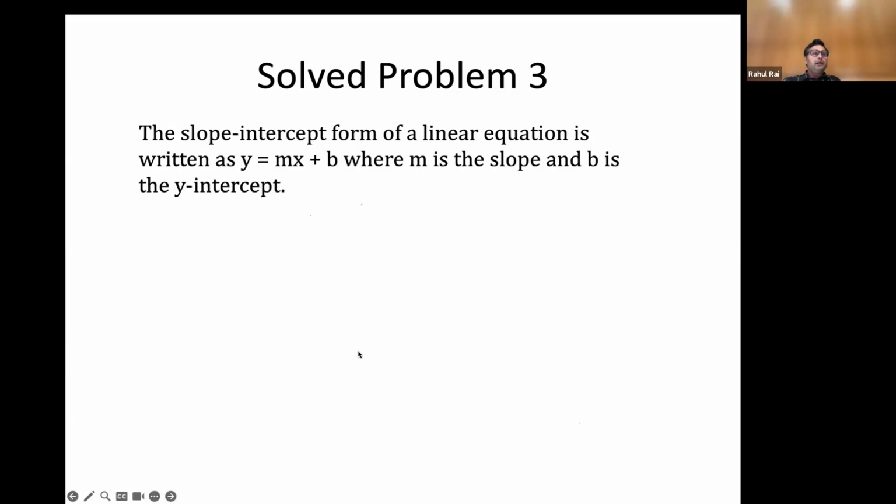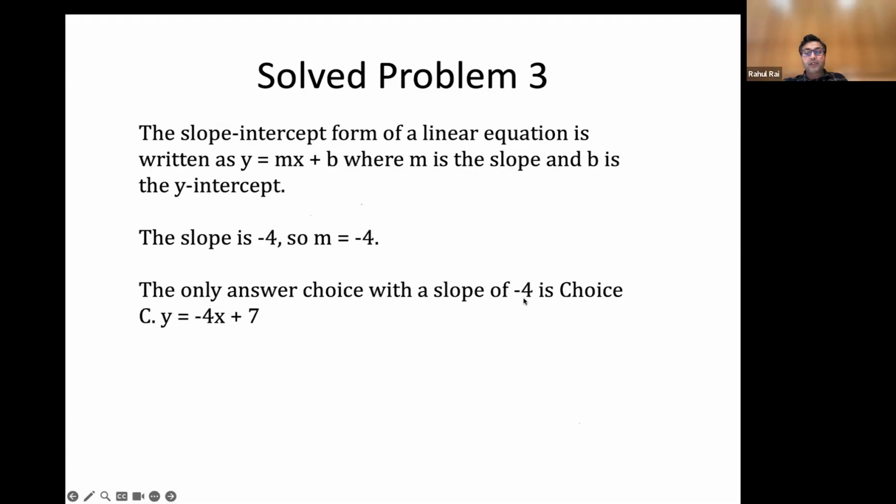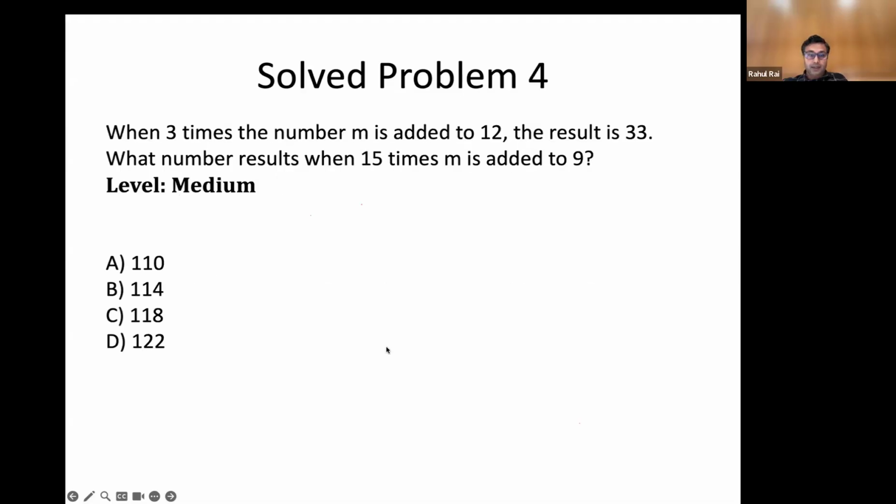Okay, so again, a clean version of this solution. We know that the slope intercept form of a linear equation is given by y equal to mx plus b, where m is the slope and b is the y-intercept, right? The slope is -4, so m is going to be equal to -4. So the only answer choice which has this -4 as a slope is choice C. And that's how you can pick up the right answer.